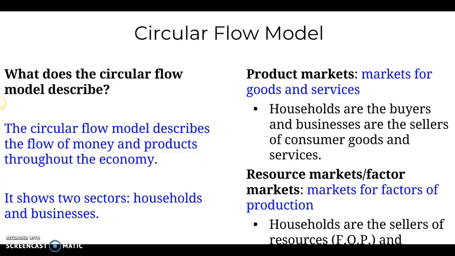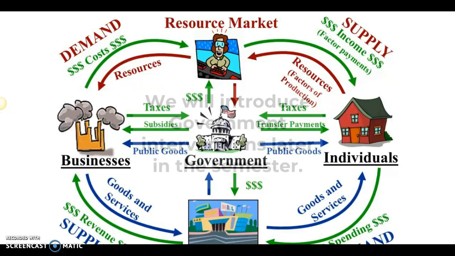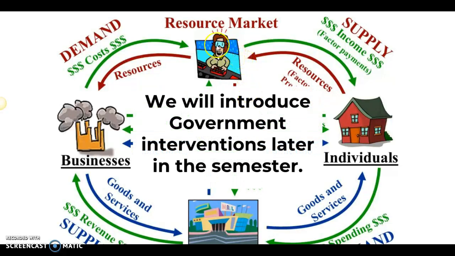So let's go ahead and put this all together. As you can see here, this is the circular flow model. Please disregard taxes, subsidies, transfer payments, and the government. We're going to look at that a little later when we study macroeconomics. Okay? For now, let's just look at the outside. As you can see here, we have businesses, firms, individual households. The resource market right here, and the product market over here.